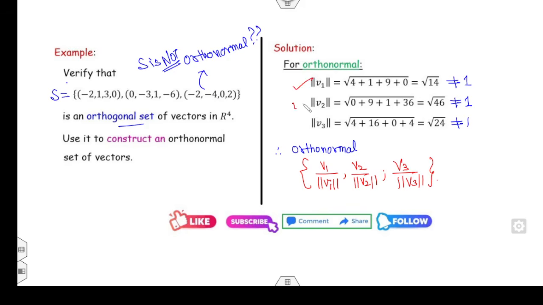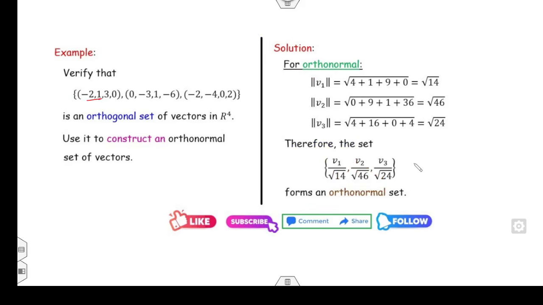So we have computed the norm of the Vi's, and we can substitute the values, which comes to be minus 2, 1, 3, 0 divided by root 14. Similarly for the second, similarly for the third, we get the orthonormal set.